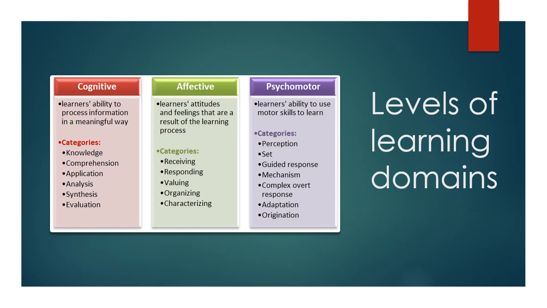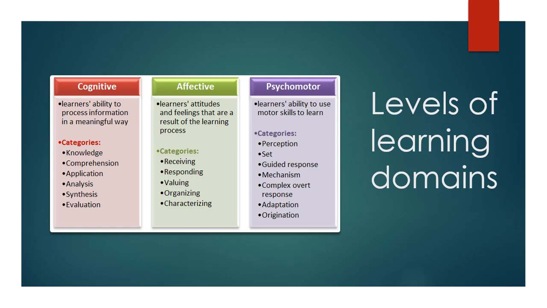Each of these three learning domains has levels in it. Look at the cognitive learning domain. This refers to the learner's ability to process information in a meaningful way. And there are levels from knowledge to comprehension to application to analysis to synthesis to evaluation. The lowest level is knowledge and the highest level is evaluation. These are the levels of cognition.